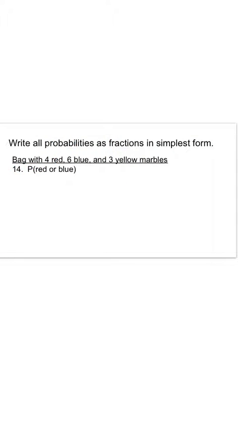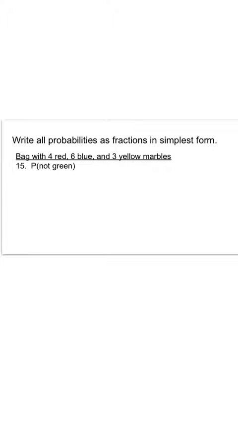Now find in 14 the probability of pulling a red or a blue one. Your total marbles is 13, so you put that at the bottom. We have 4 red and 6 blue, which equals 10. So 10 goes at the top, and you have a 10/13 probability of pulling a red or blue marble.